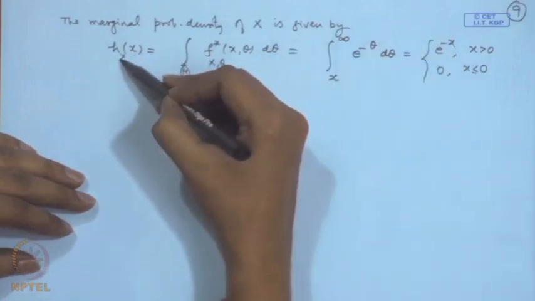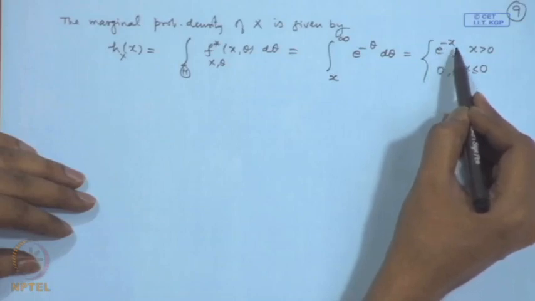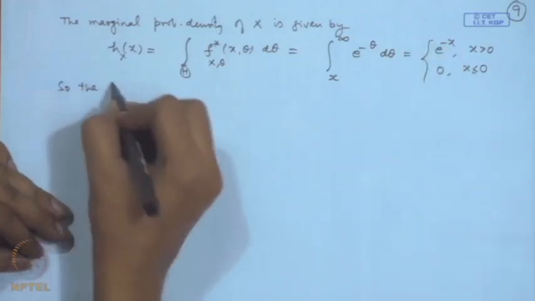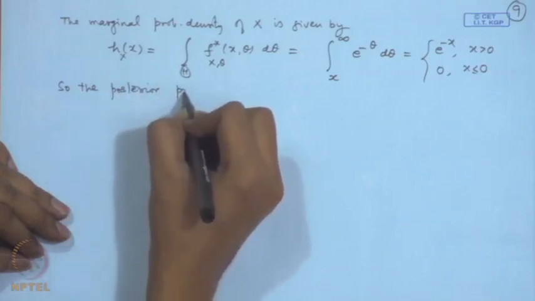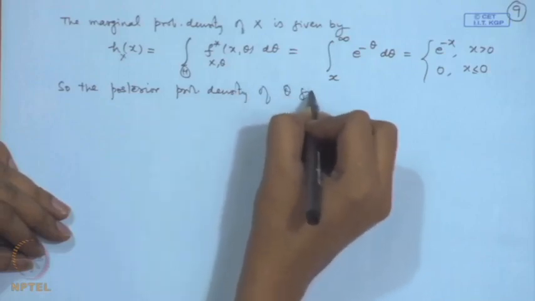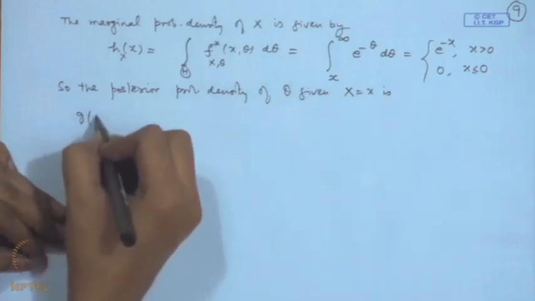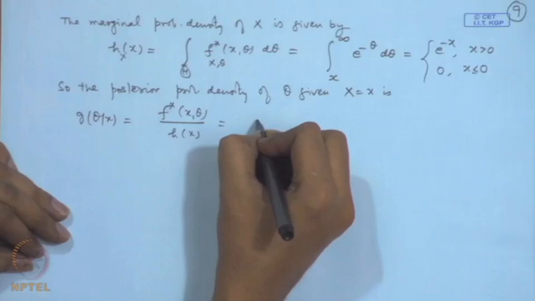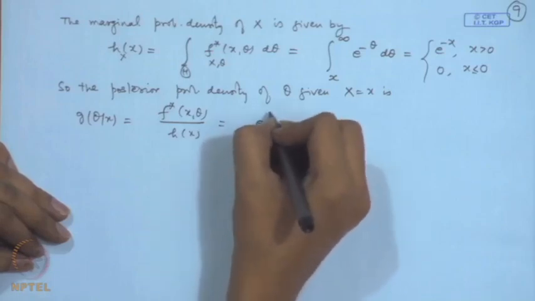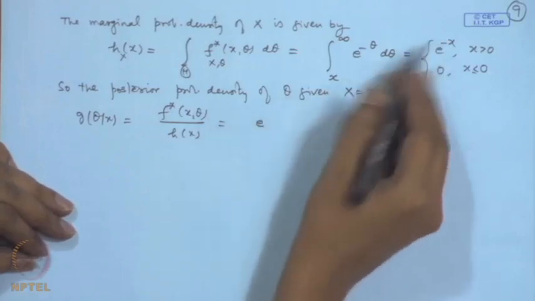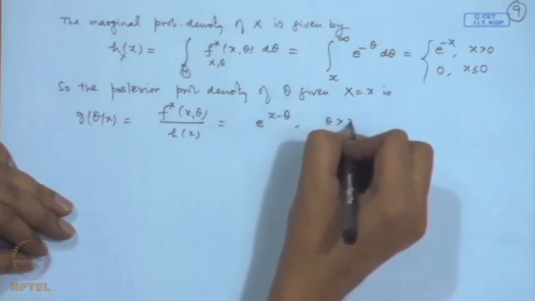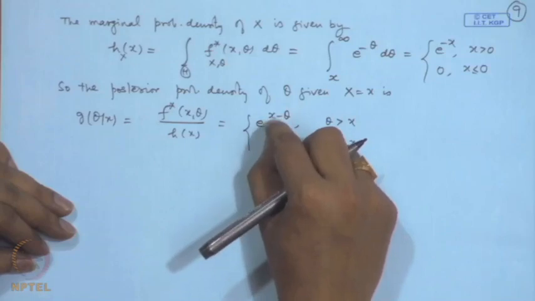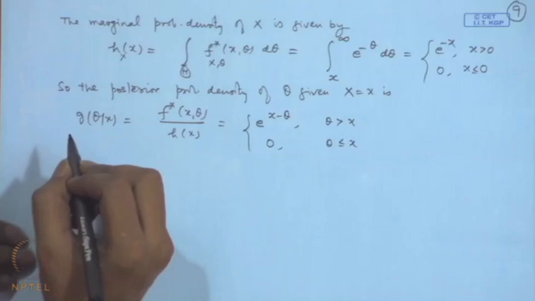That means, the marginal distribution of x is nothing but the exponential distribution with scale parameter 1 and location parameter 0. So, the posterior probability density of theta given x, that is f star of x, theta divided by h of x, is equal to e to the power x minus theta for theta greater than x, and it is equal to 0 if theta is less than or equal to x. This is nothing but the exponential distribution with location parameter x.